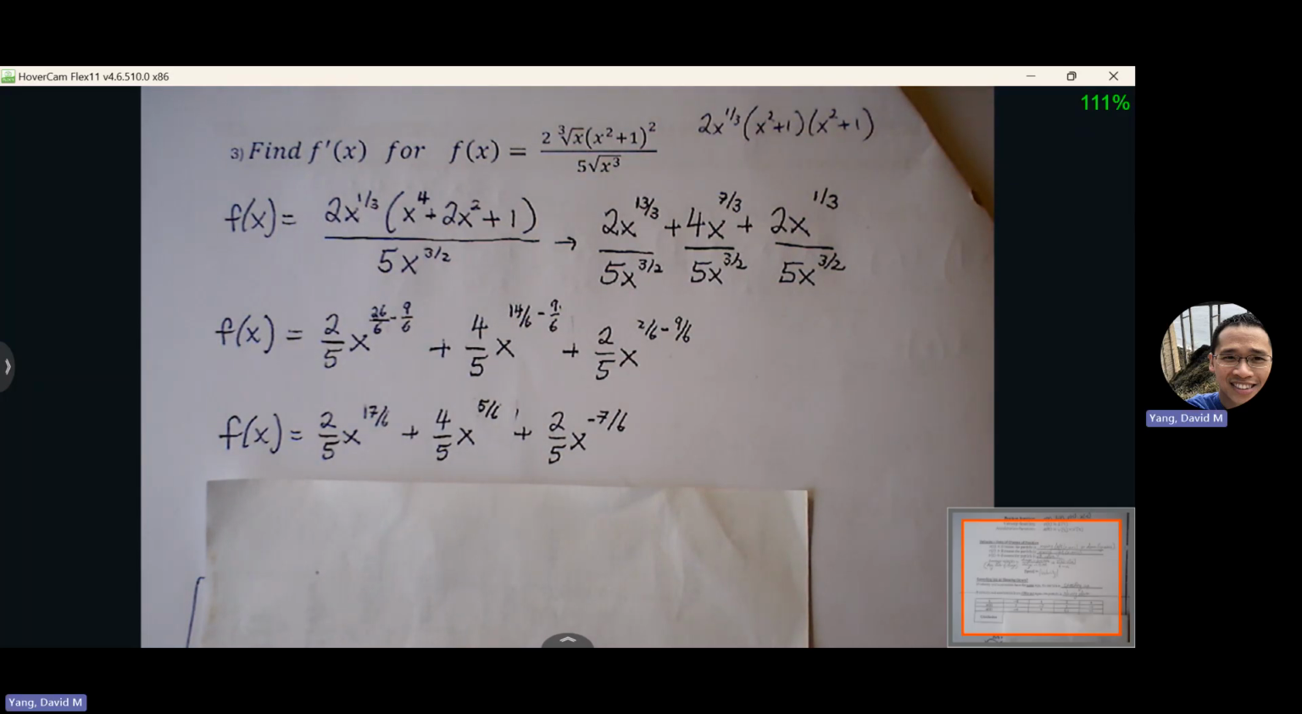All right, now we can do power rule. So now I can bring the exponent down and then subtract 1 from the exponent. That will be your f prime. Your next step will turn your f into f prime.